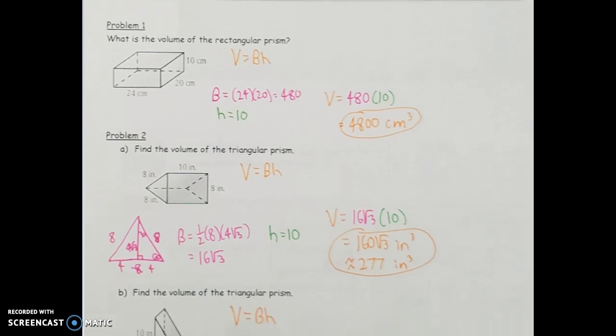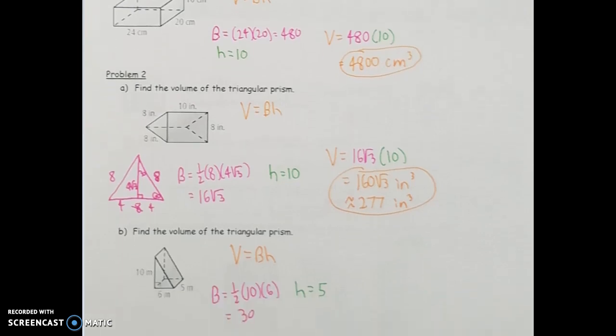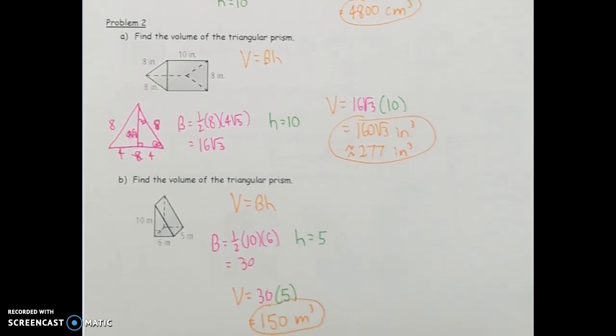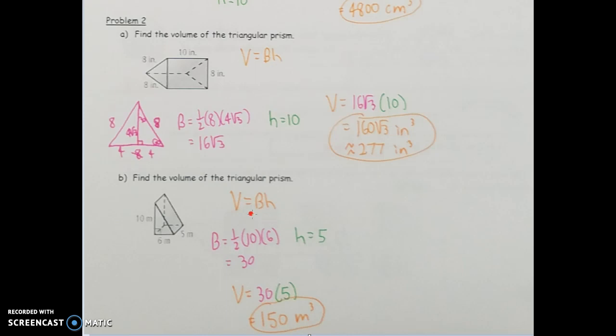So let's try it one more time with another triangular prism. This one's actually, I think, a little bit easier. We're still using the same formula because it's still the volume of a prism, so that's base area times height. This time for the base area, I don't have to look for a height. I should be given that height.